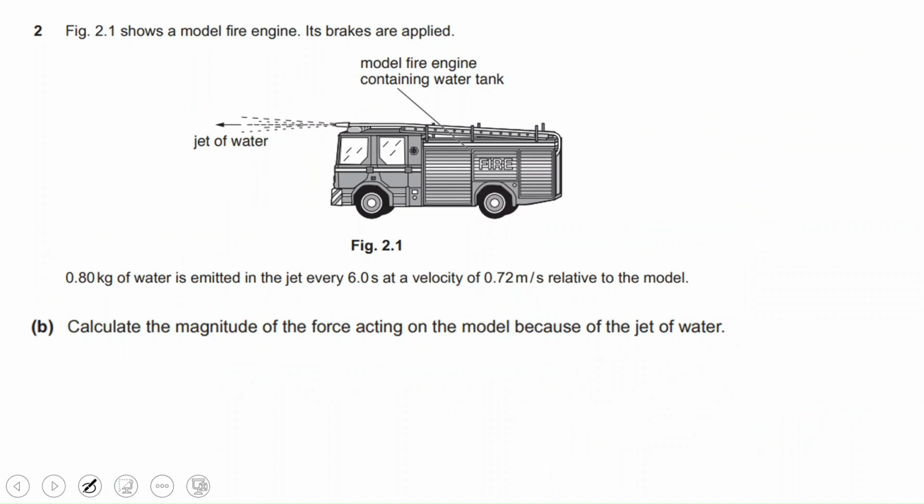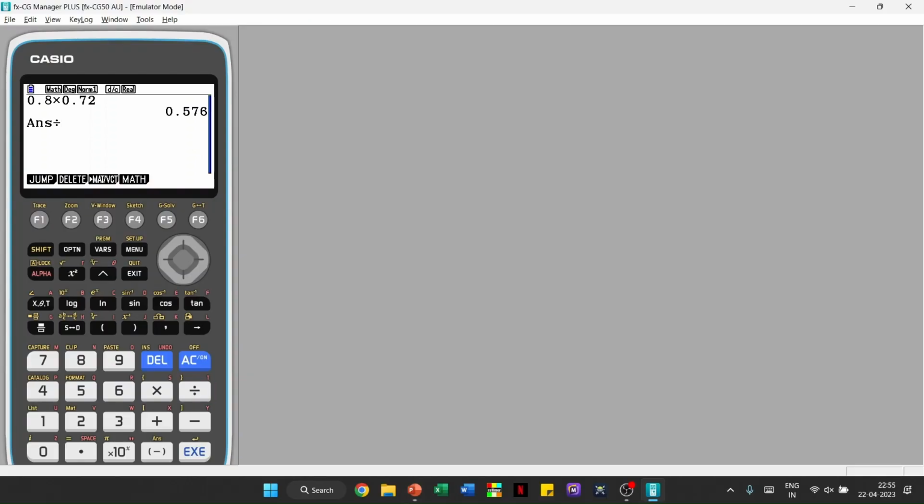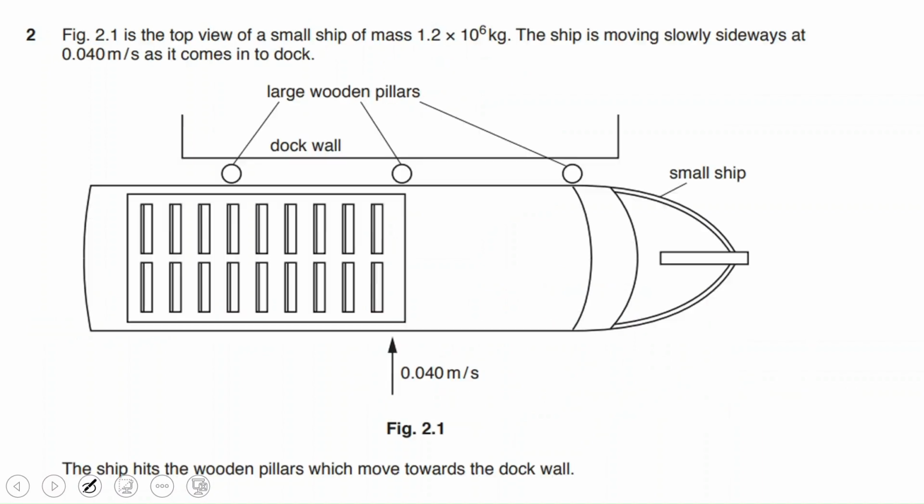Now the same question, but we need to find out the magnitude of the force acting because of the jet of water. How do you do that? We simply divide it by time, because the change in momentum we already know. Time we already know. Force is equal to change in momentum by time taken. So 0.8 into 0.72 divided by 6, which is going to be 0.096 newtons.